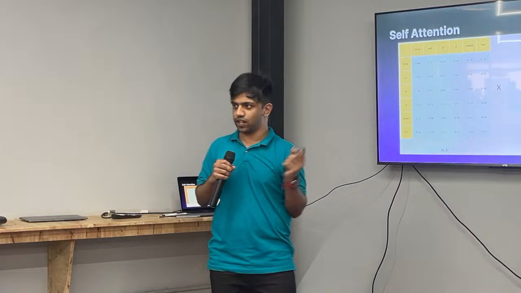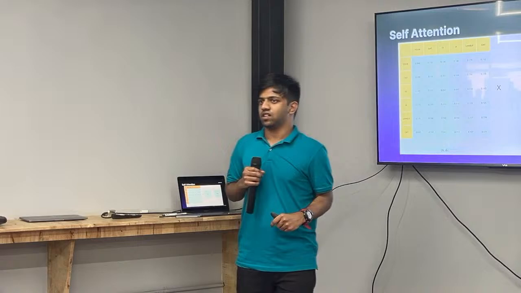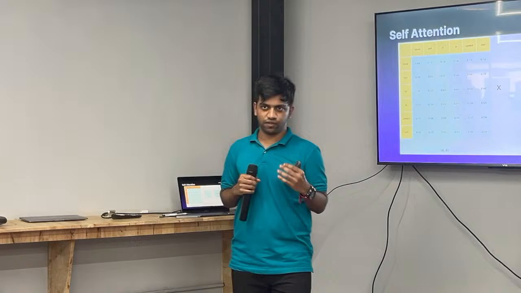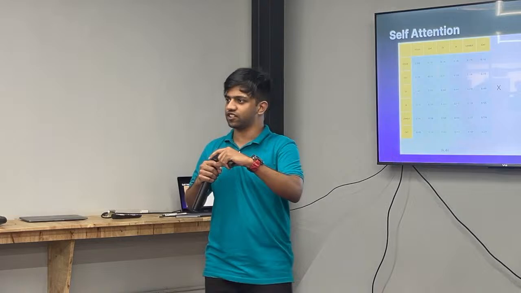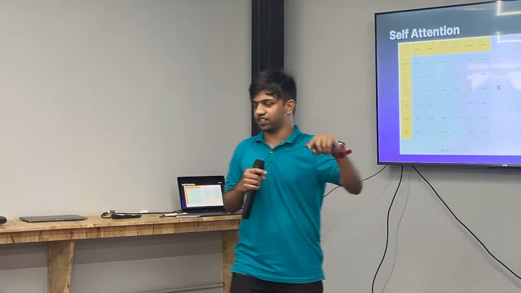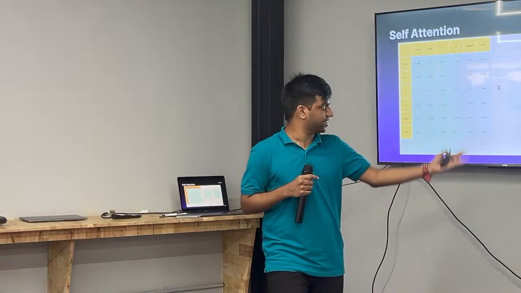Then we finally multiply the V matrix, basically. Now that I know what I should attend to for this particular word that I'm attending to, what should be the final token? So basically, the correlation between Q and K tells me which tokens I should attend to, and then between that and V, now that I know I'm attending to this token, what should be my next token? So that is what you get, and that is the entirety of how attention works.